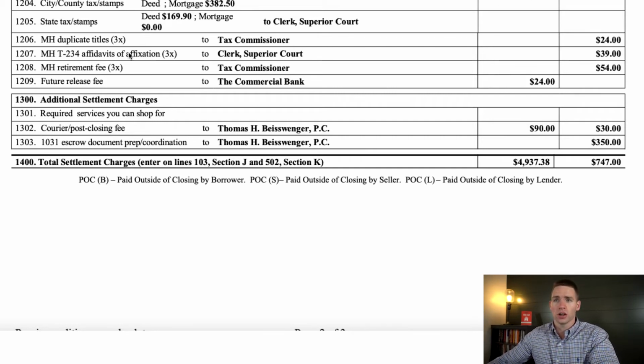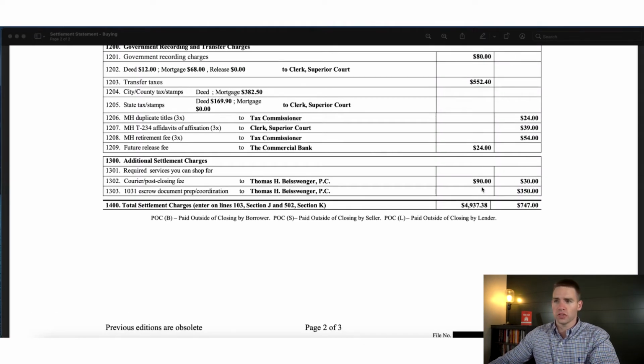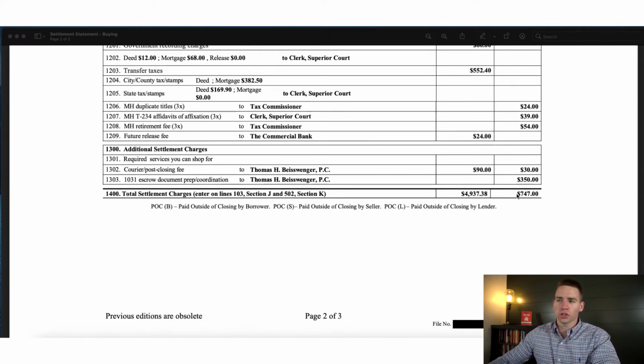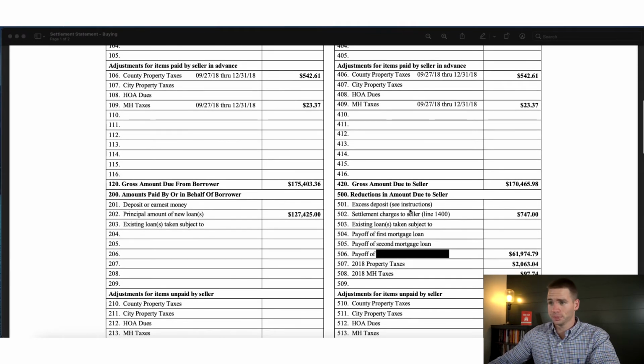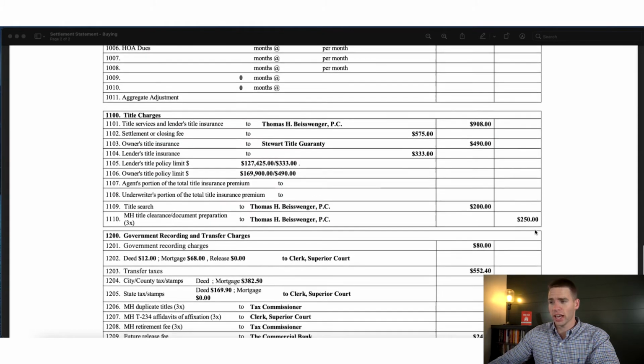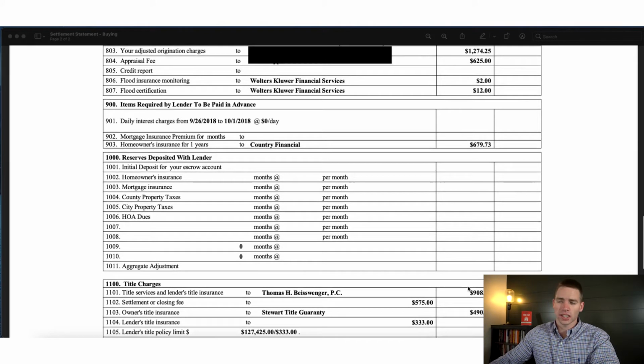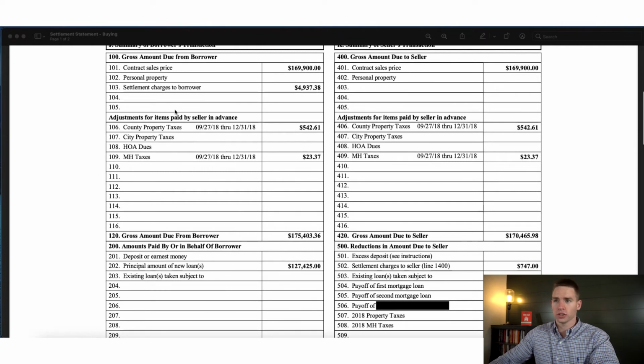$552. And then we can see that there are some titles and affidavits and all of these other things that have to be paid that are charged to the seller in this case, and then a future release fee, $24, and then courier fees, things of that nature, $90. And it looks like the seller did a 1031 out of this property, and therefore had to pay for some 1031 fees. So out of the other charges, they got charged $747, which is reflected right here, and then I got charged $4,937, which again is reflected up here.